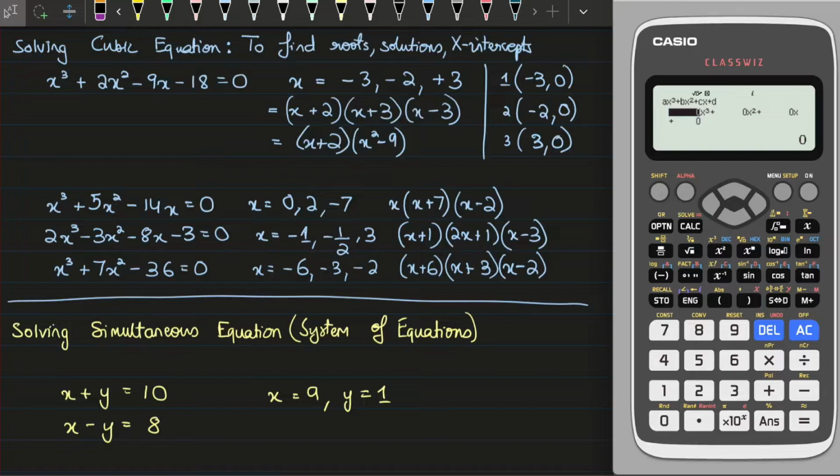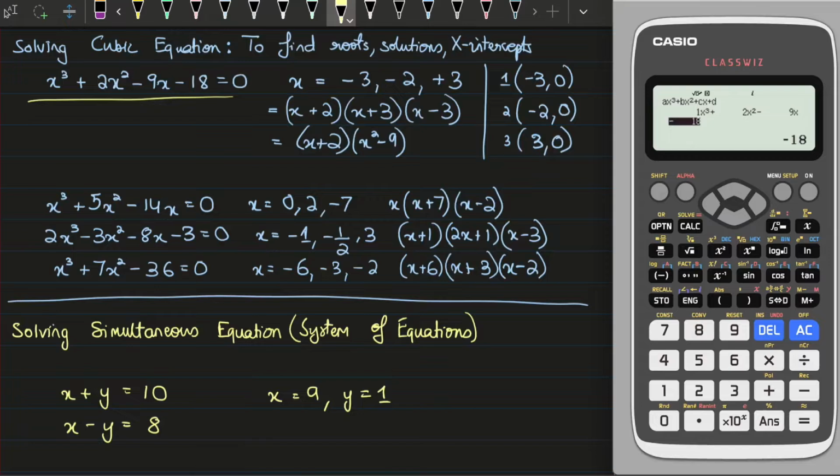So let's take this as an example. X cube has a coefficient 1, so you're going to plug in 1. X square has a coefficient 2, so you're going to press 2 and then equals to. That essentially sets the coefficients. X has a coefficient minus 9, so you're going to plug in minus 9. Equals to, that sets the coefficient for X. Minus 18 is your constant term, so you're going to press minus 18 and again equals to.